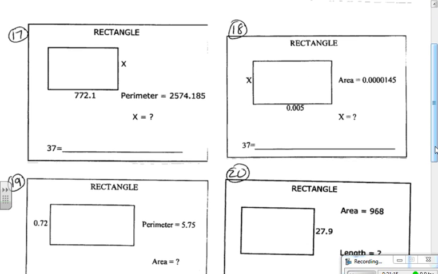Okay, 17, we have a perimeter. We want to find our missing side. So this is equal to 2 times the sum of our two lengths. So we have to divide by 2 instead of multiplying by 2. So we've got our 2574.185 over 2. And that's equal to our two sides added together.